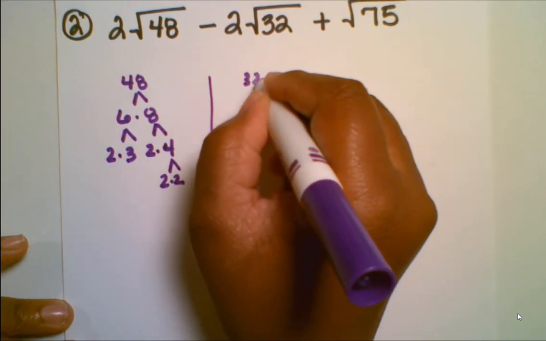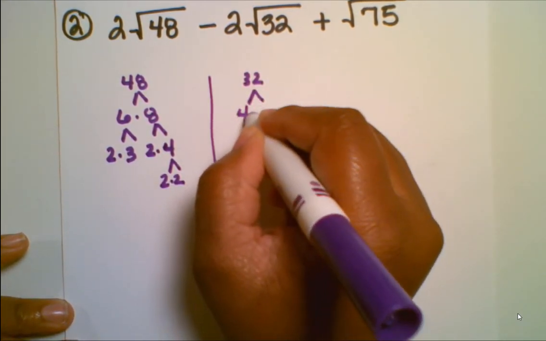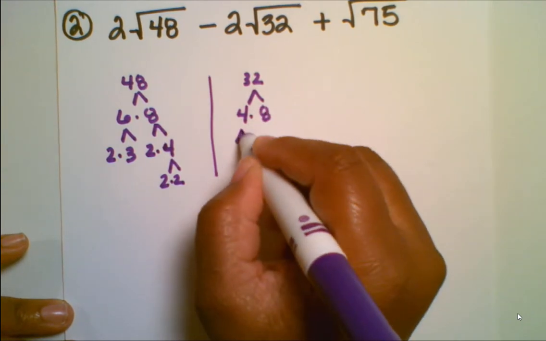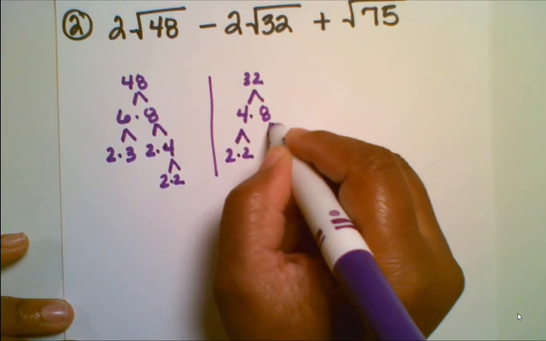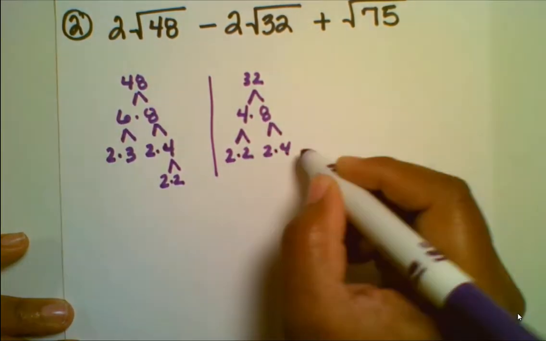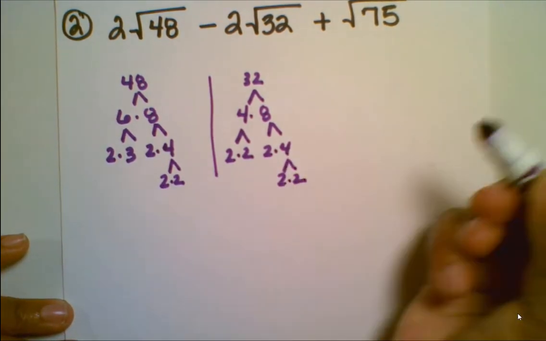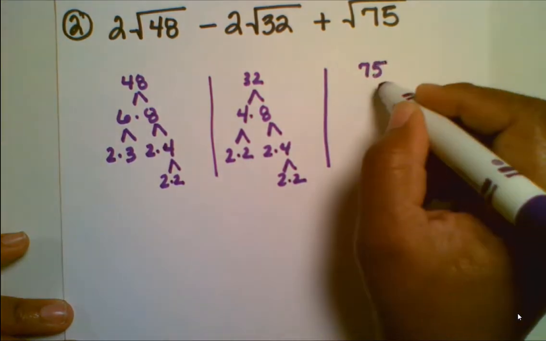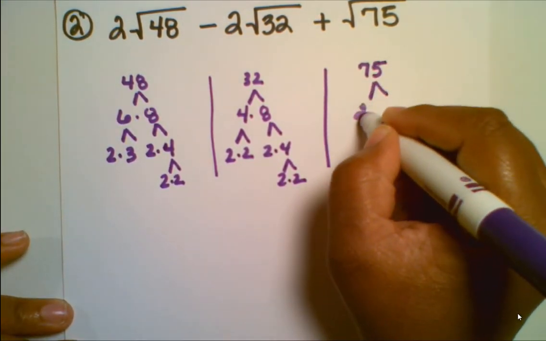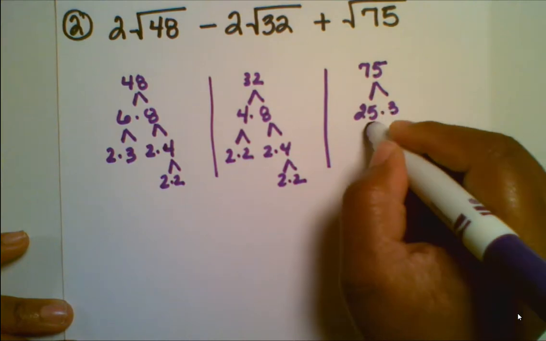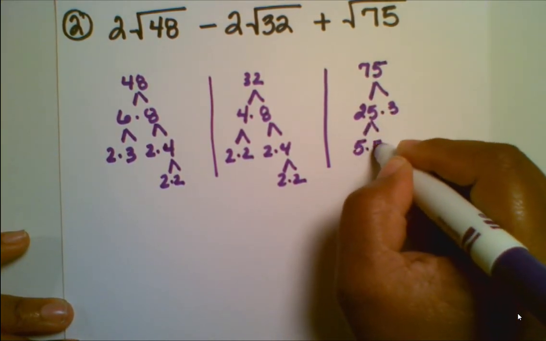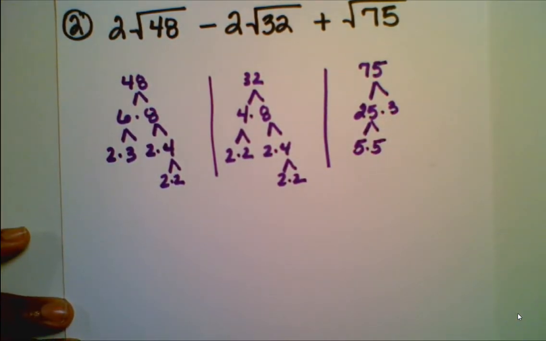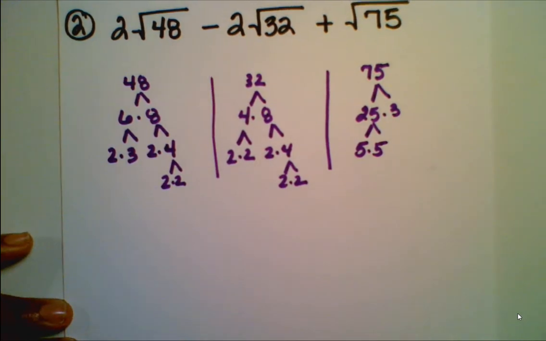For 32, we have 4 times 8. Branch off 4, 2 and 2. Branch off 8 again, 2 and 4, and then 4, 2 times 2. And then 75, we have 25 times 3. Branch off 25, 5 times 5. Okay, so those are the prime factors for each number that's under the radical sign.